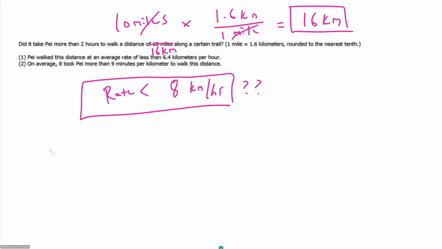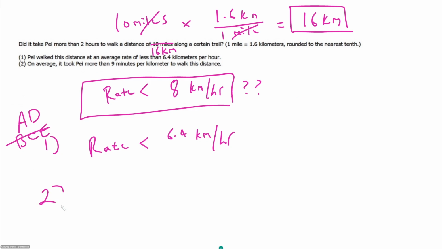Statement 1: Pay walked this distance at an average rate of less than 6.4 kilometers per hour. So if his rate is less than 6.4 kilometers per hour, that is certainly less than 8 kilometers per hour. That makes statement 1 sufficient to say yes.